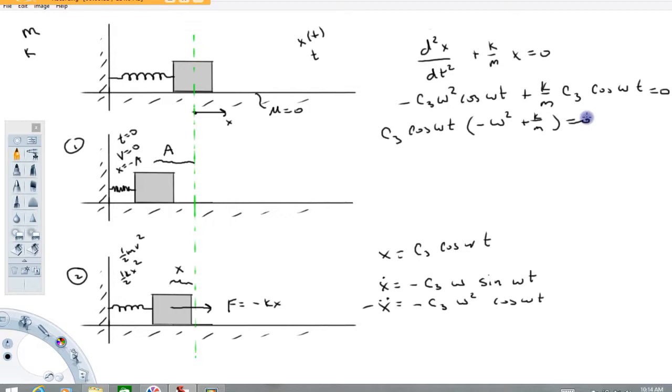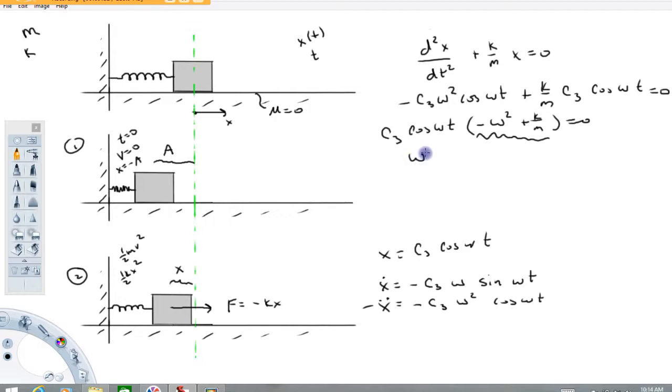All right, so now we have the product of three things equals 0. This guy can't be 0 for the same reasons before. We wouldn't have a solution left. If we set c3 to 0, we just have x equals 0, and we wouldn't have a physical solution. Same argument with this. So the only acceptable solution to this is coming from this.